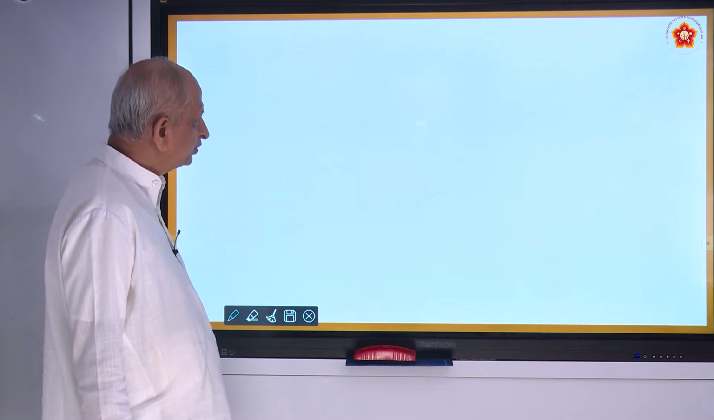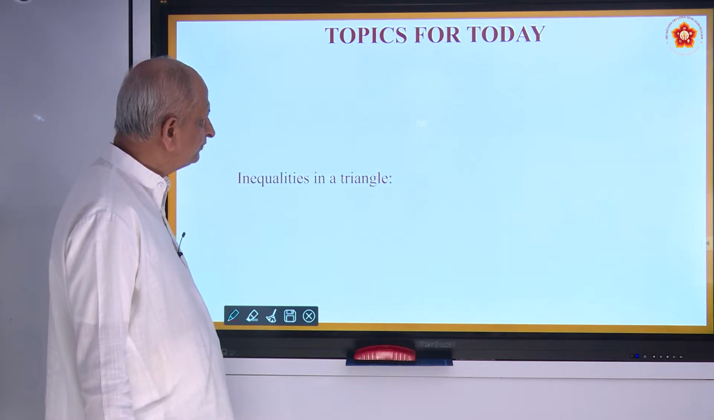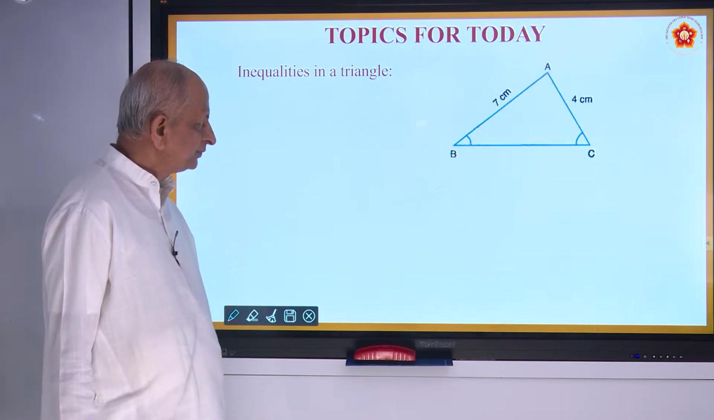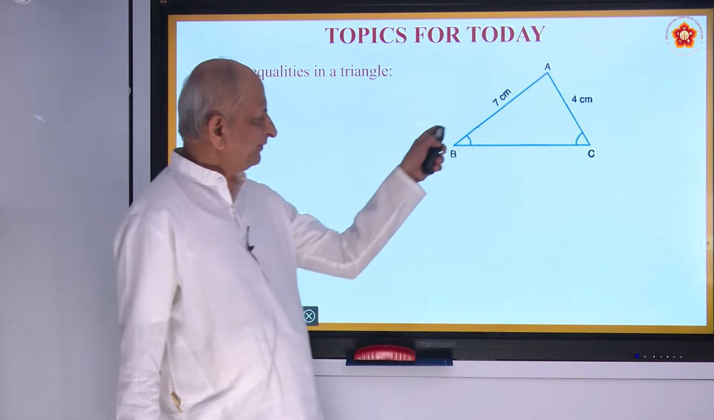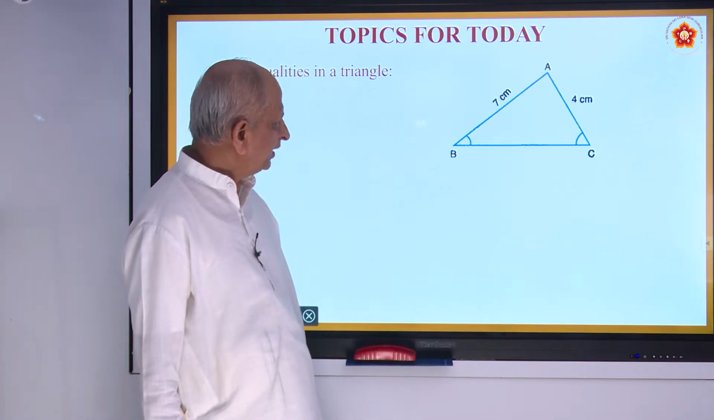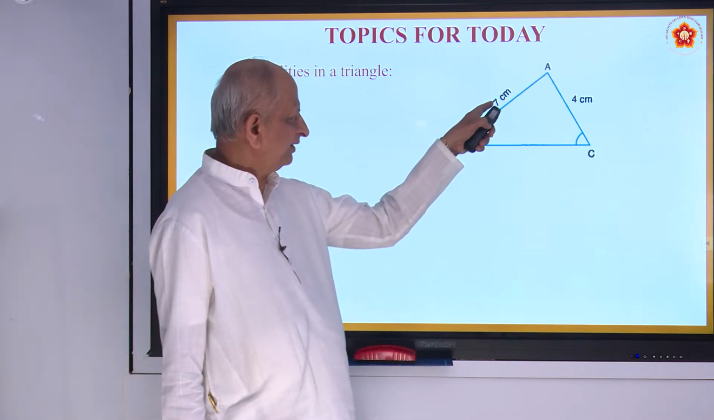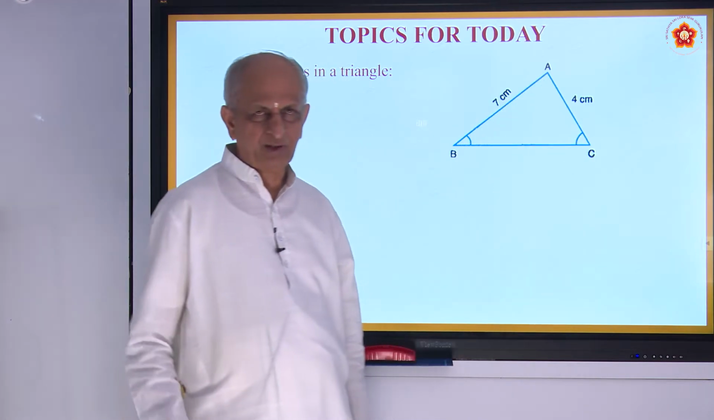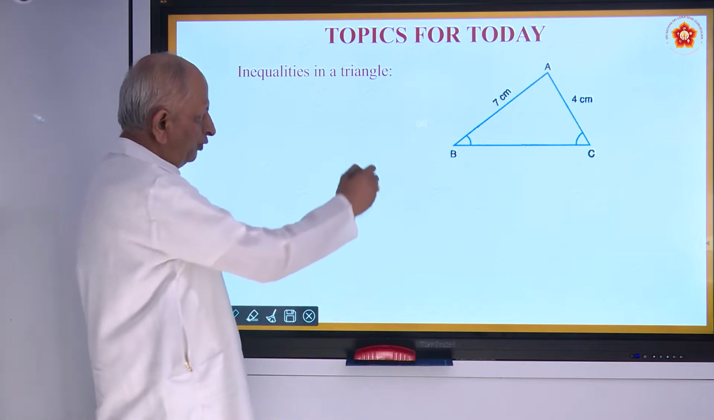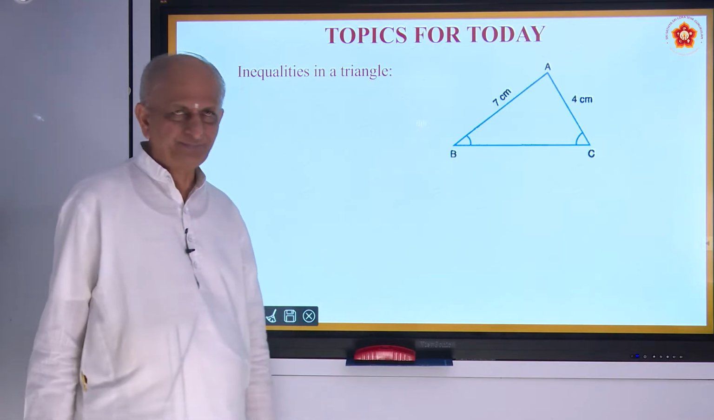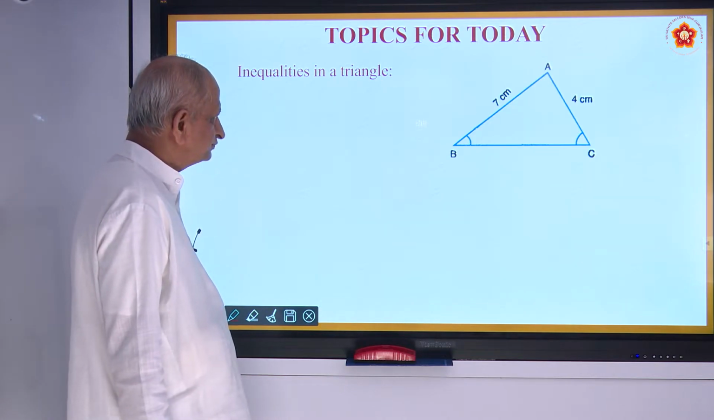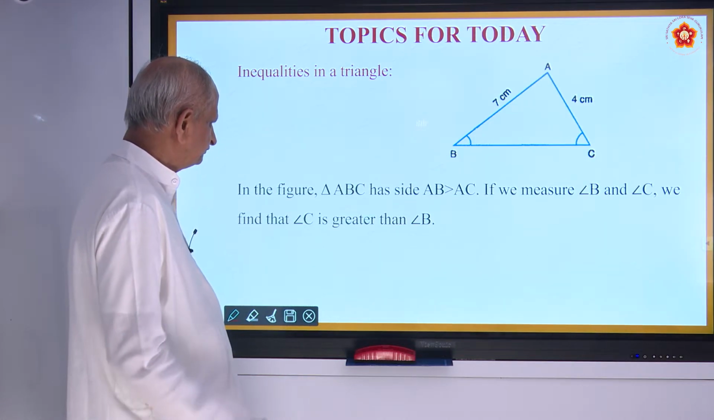Now, we will pass on to today's topic about inequalities of a triangle. See, what type of triangle is it? It is a scalene triangle. Here you are given AB is 7, AC is equal to 4. Are you writing down? Write down. Now, what do you find about the sides? They are not equal. And what do you call it? We call it a scalene triangle.